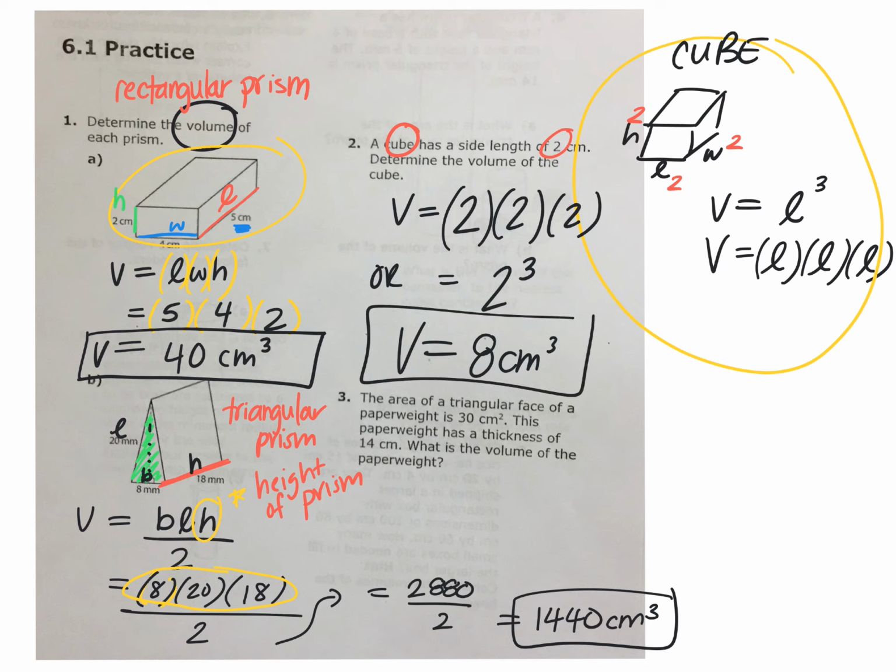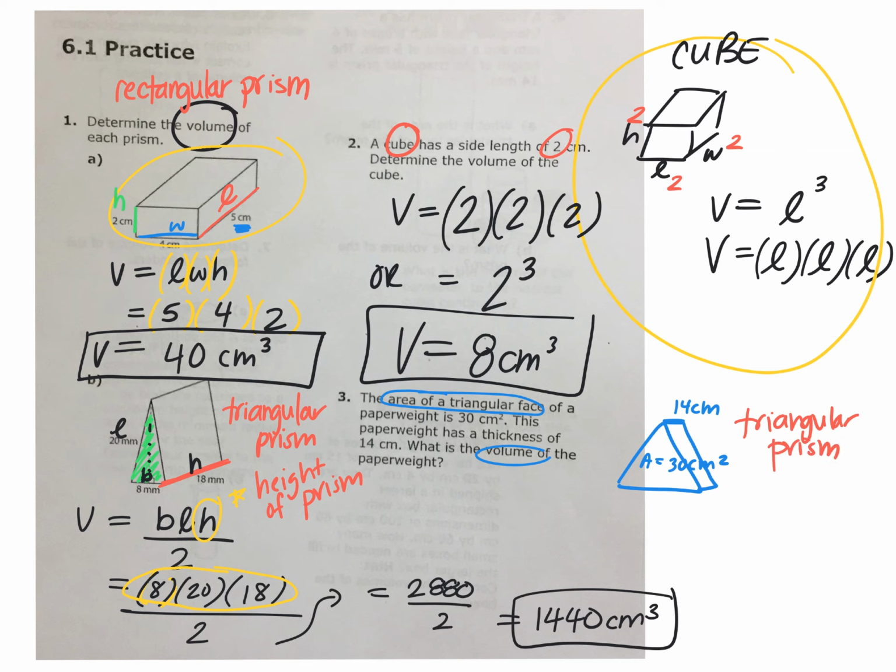You're given the area of the triangular face of the paperweight. Okay, the area of the face. So if it has a triangle, the area of that is 30 centimeters squared. And then it says that this paperweight has a thickness, so it's 3D. I'm just going to draw it like this. It has a thickness of what? What's the thickness of it? 14 centimeters. Now, we're trying to figure out the volume of this paperweight. What is the shape? It's a triangular prism, right?